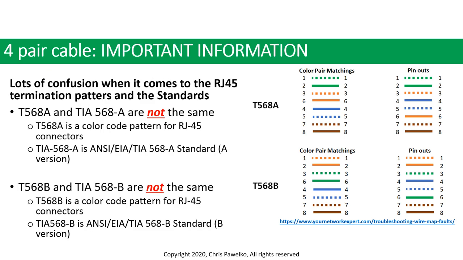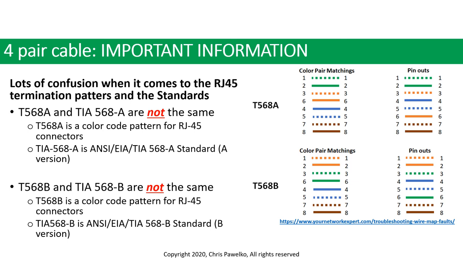So when it comes to four pair cable, there's some very important information that needs to be brought up when we talk about color codes and terminations using four pair cable. So we have two specific patterns, the T568A and the T568B. The differences between the two are the T568A starts off with pins one and two using the green, white, green, and then 3-6 is orange, white, orange. Now the T568B starts off with orange, white, orange, and then it goes to 3-6 with green, white, green.